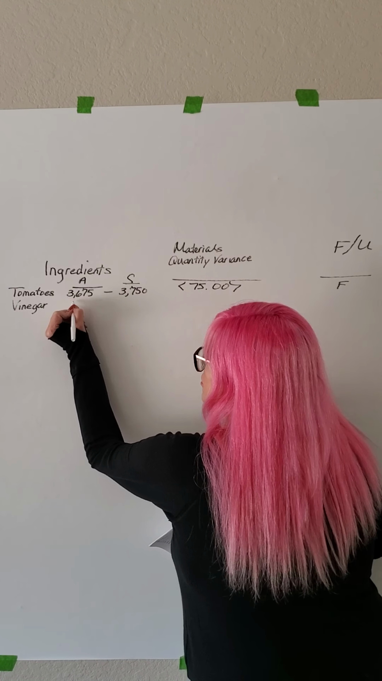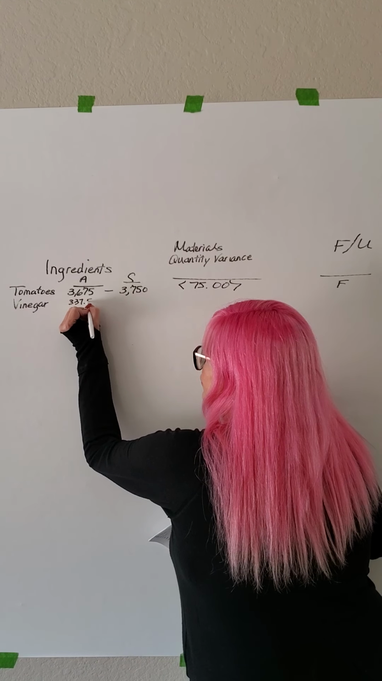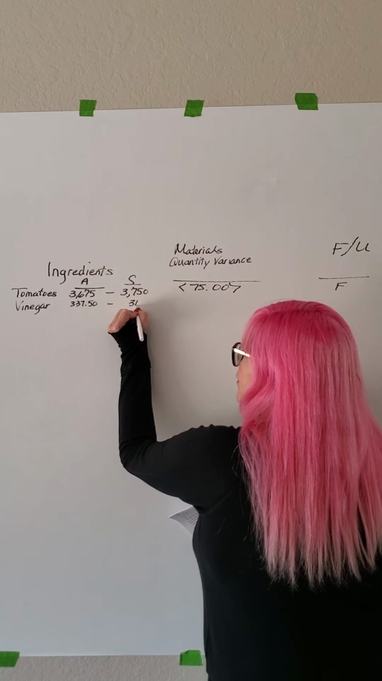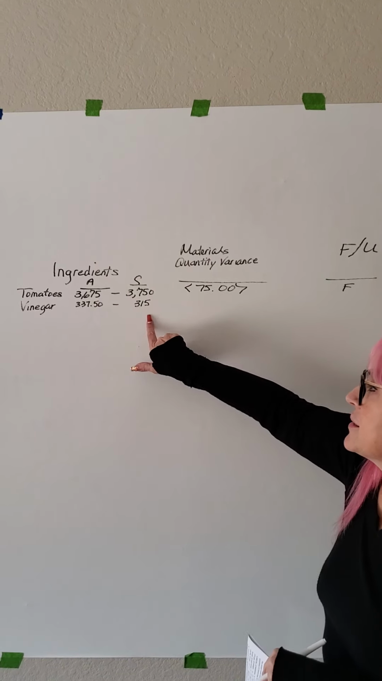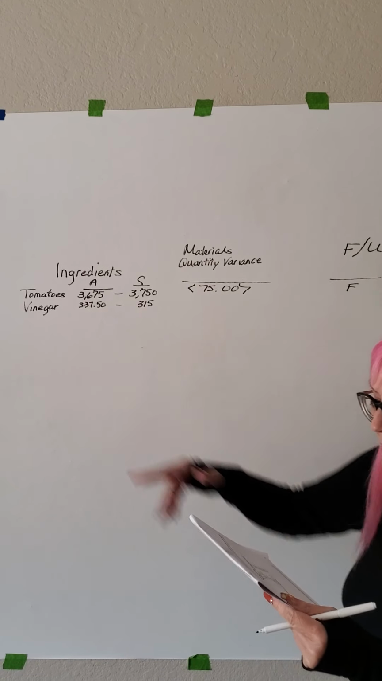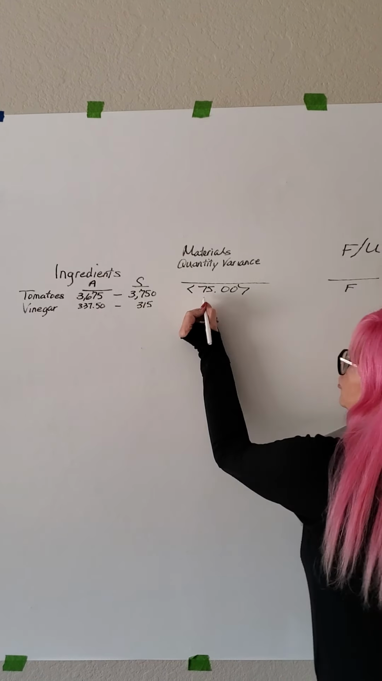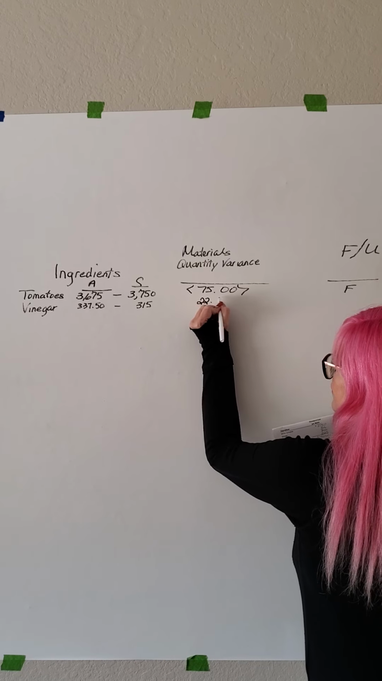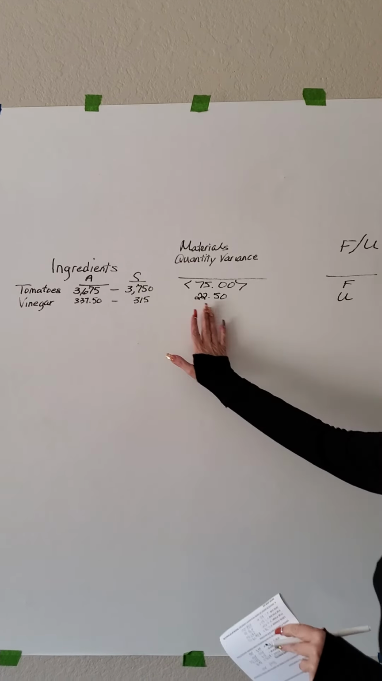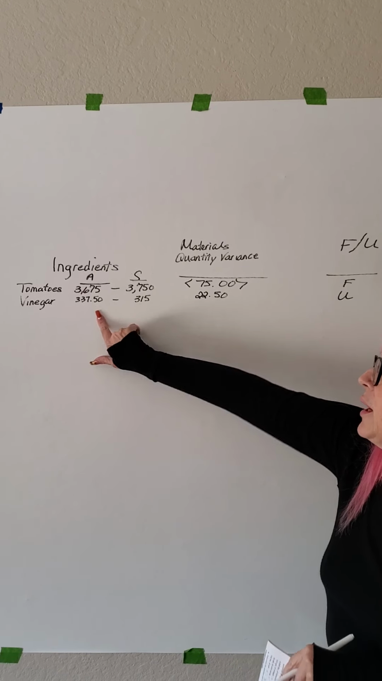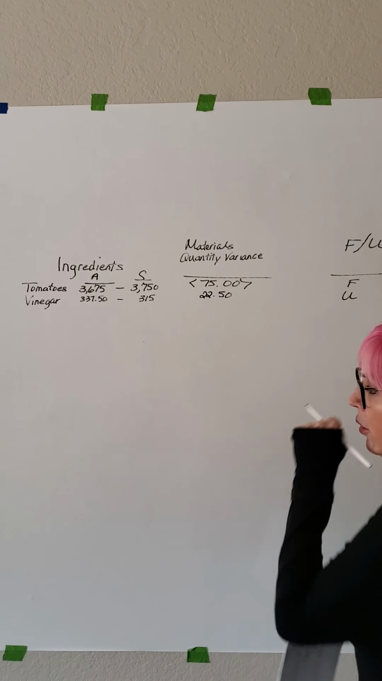Then we go to vinegar. The actual cost was $337.50, and the standard cost was $315. When I subtract the standard from the actual, that's going to give me an amount of $22.50 positive. When it's positive, it's unfavorable. It means we paid $22.50 more than the standard would have been.